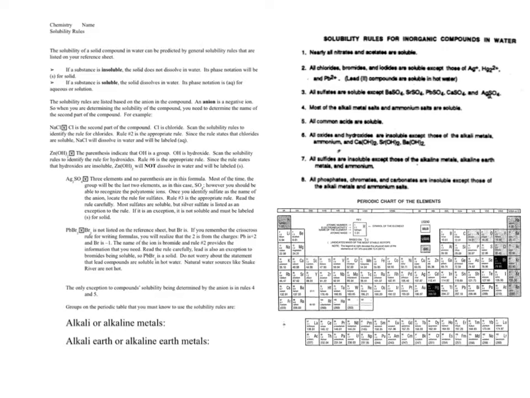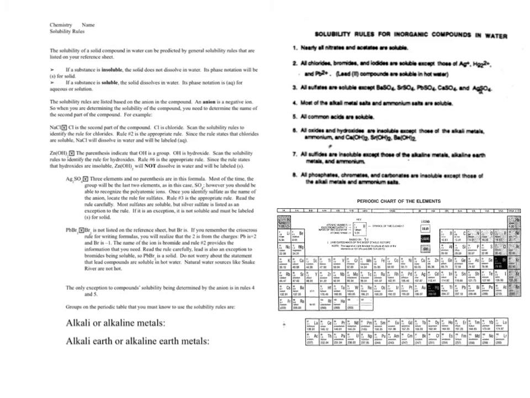So what you're going to see on this worksheet is that the solubility of a solid compound in water can be predicted by general solubility rules that are listed on this reference sheet. Again, this is the back side of your periodic table. And this is going to be used for double replacement and single replacement reactions. So the same rules are still going to apply for synthesis and decomposition that I taught you before, but this is going to be how you get phase notations for ionic compounds in single and double replacement.